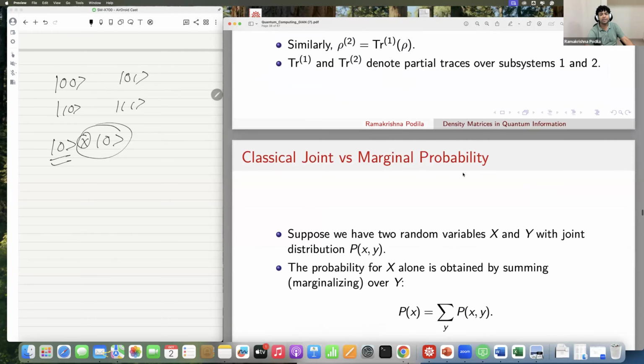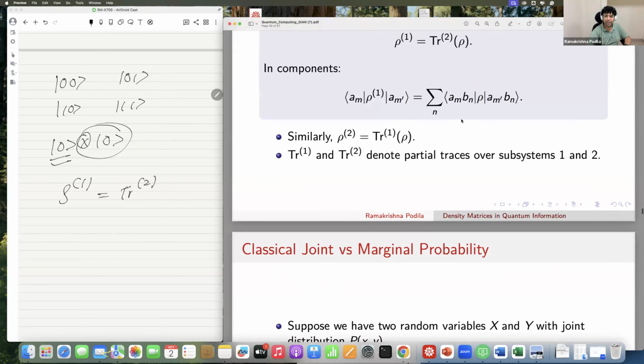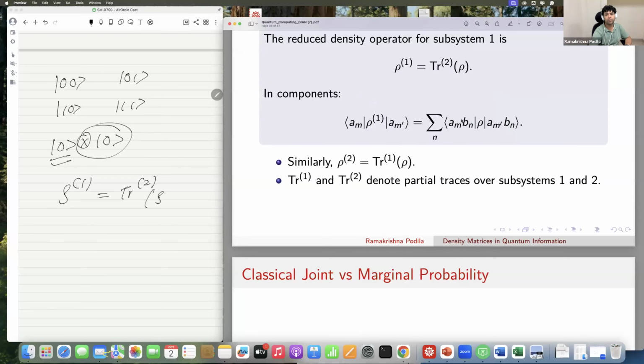For example, if you have a probability distribution of 2 random variables, x and y, with a joint probability distribution p(x, y), then if I want to find only the probability of x, then I sum over all the y's, right? Probability of x would be the sum over y of p(x, y). That is, we ignore the values of y by averaging over. Same thing we are doing. So if I want to get rho 1, then I take the trace, I sum over 2, right? That is, I ignore 2 in rho.